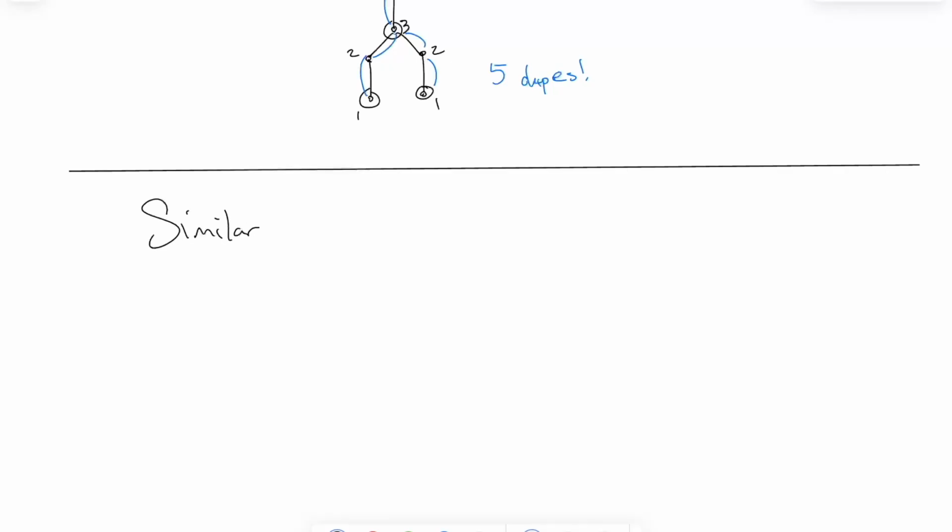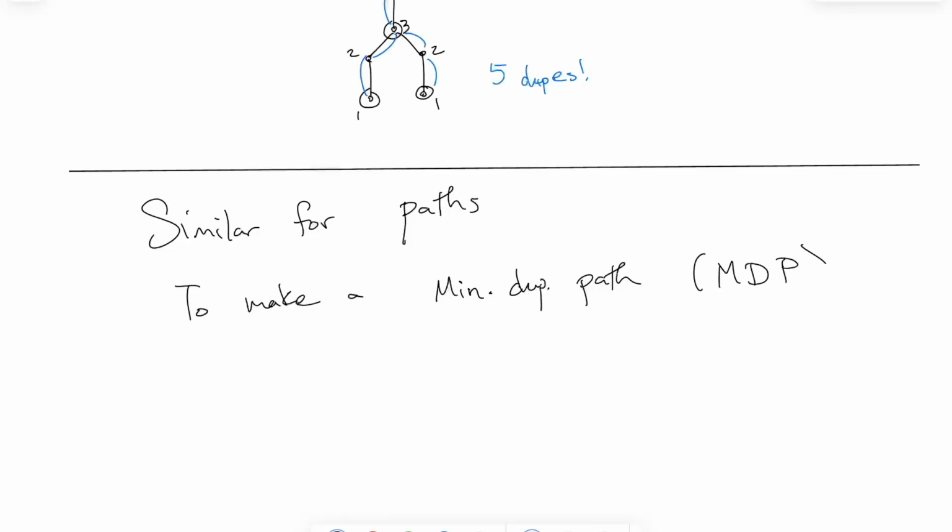Similar for paths. All right, what's the difference? All of these ones we have been doing are circuits, but what if instead you want a minimum duplication path? I will write MDP. Remember, the difference between an Euler circuit and an Euler path is that an Euler path requires 2 odds and the rest even. So to make a minimum duplication path, this is what you have to do.